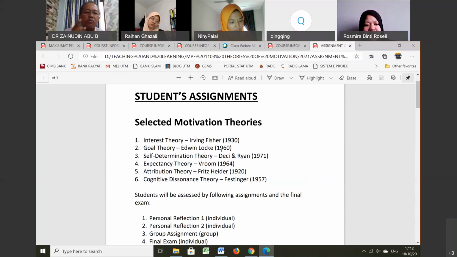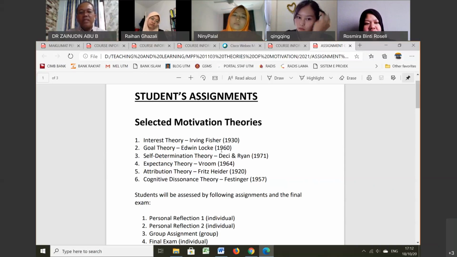So when you look through the interest theory, at least you can see that the interest we have in our mind forces us to do accordingly. The same way with goal theory. So what is your setting? Like waking up.